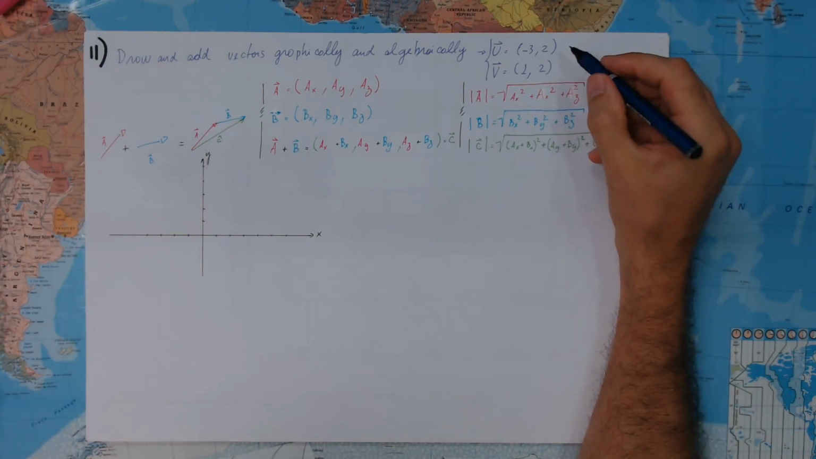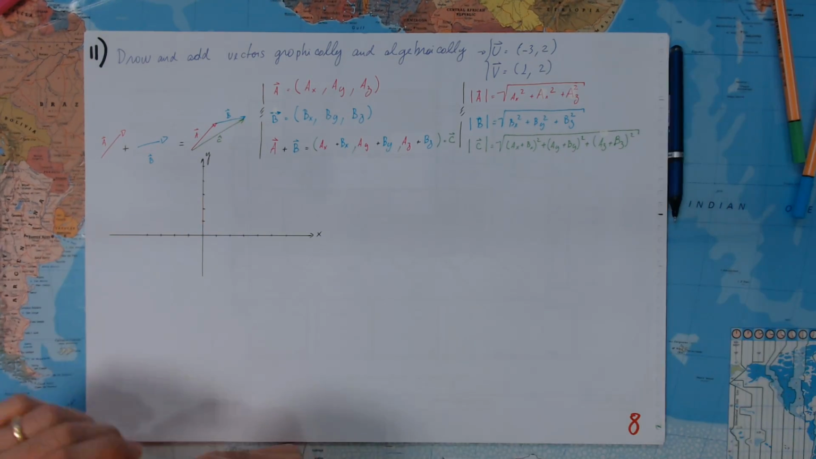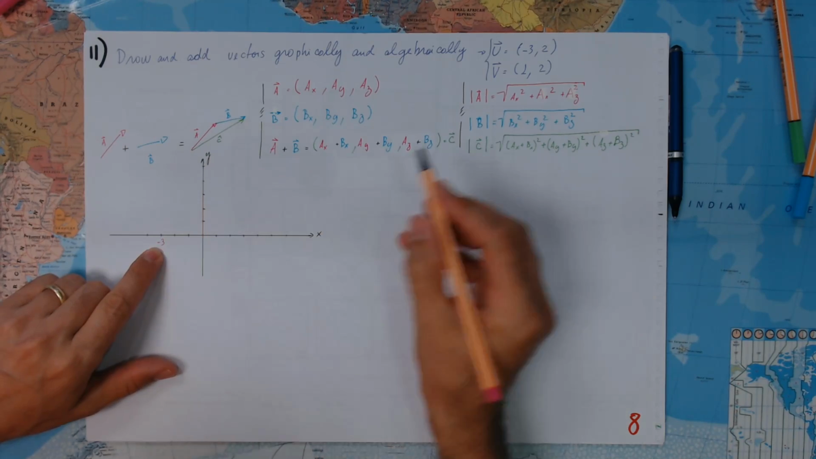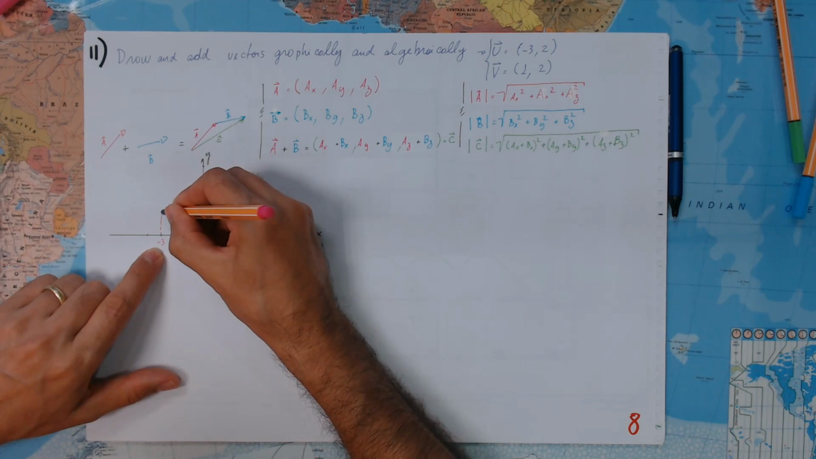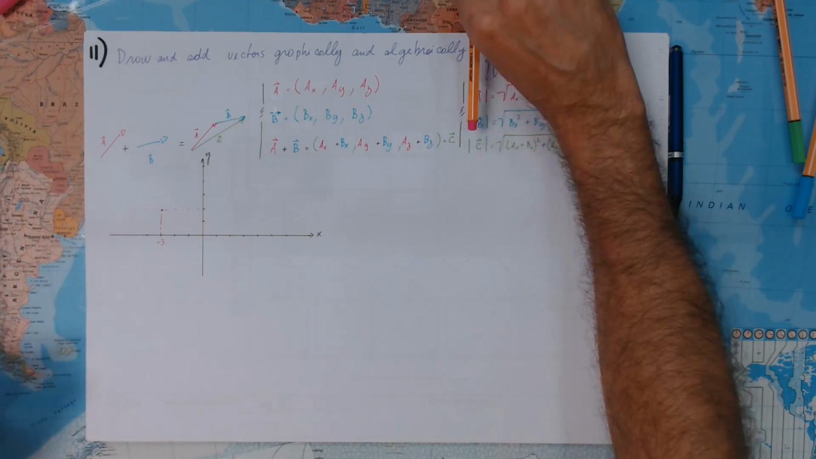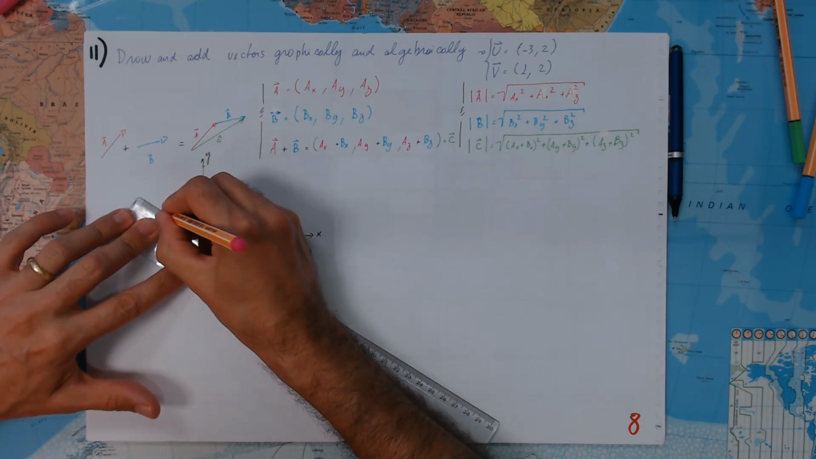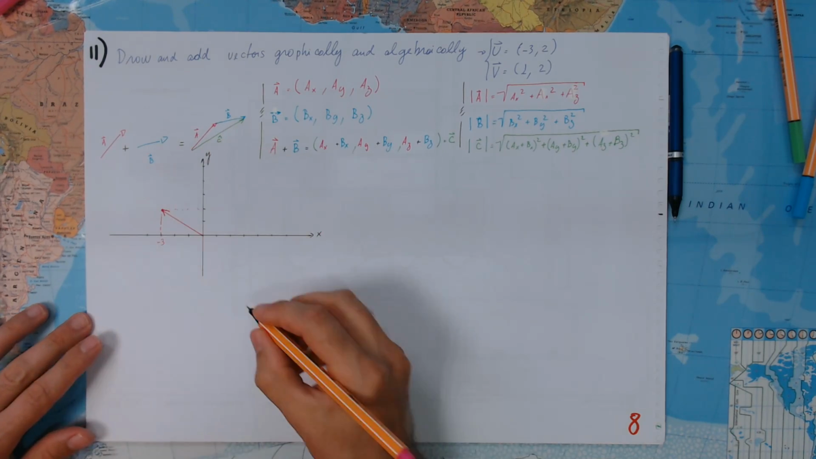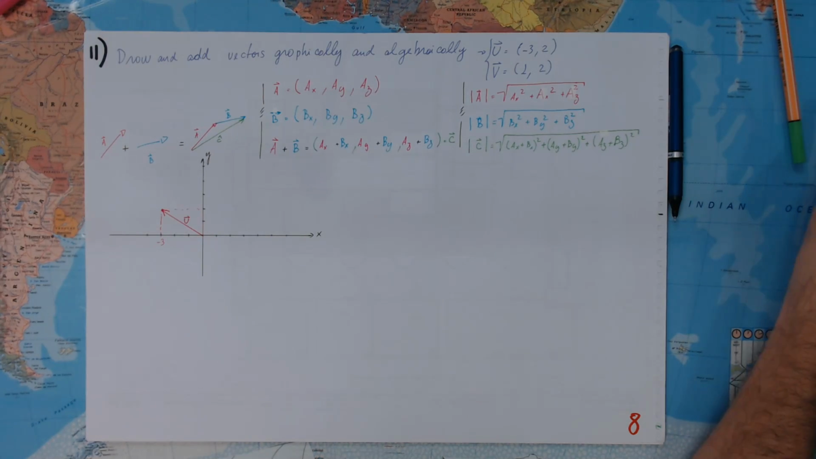Okay, vector u is minus 3, 2. Let's use this color. So minus 3: 1, 2, 3. This is minus 3. And y is 2, so it's going to be here. That is going to be our vector u. Just draw the arrow, and we put u in here. This is going to be the u, and now the blue one is going to be the v.